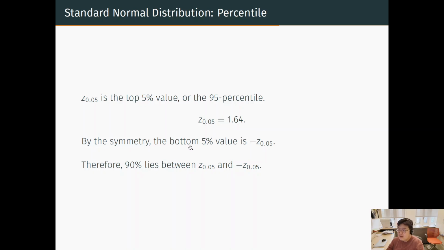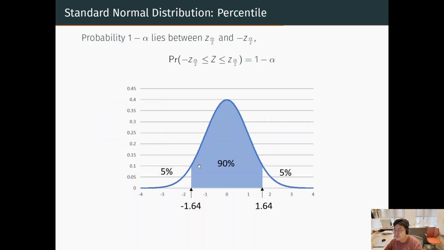By the symmetry, we usually think about top alpha value. The bottom values are just minus of that, right? So bottom 5% value is denoted as minus z subscript 0.05. Okay? Then the most common use of this notation is like this. Top 5% value is z.05, bottom is minus z.05. So that means if you drop bottom 5% and top 5%, then the middle 90% lies between plus minus z.05, like this.